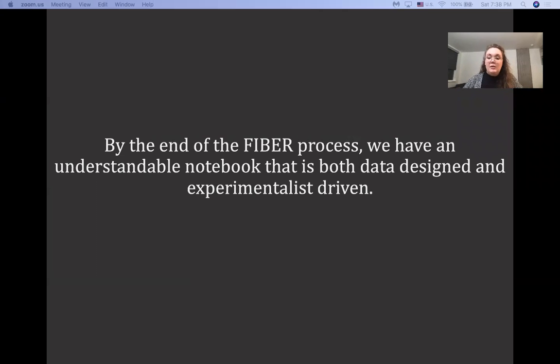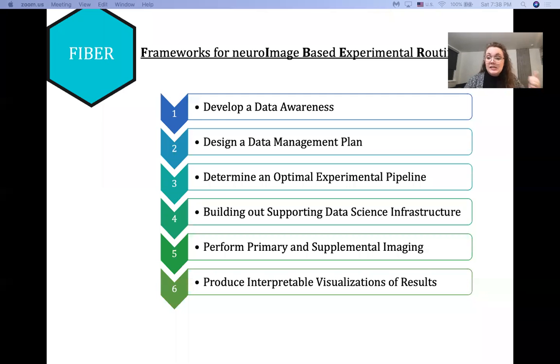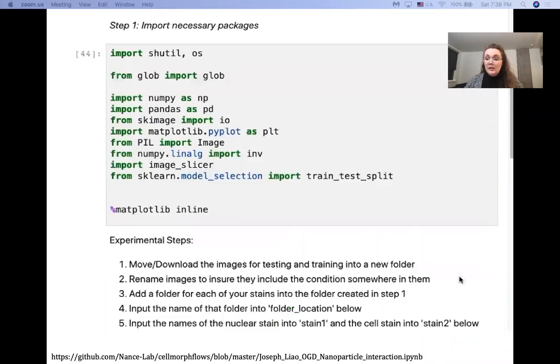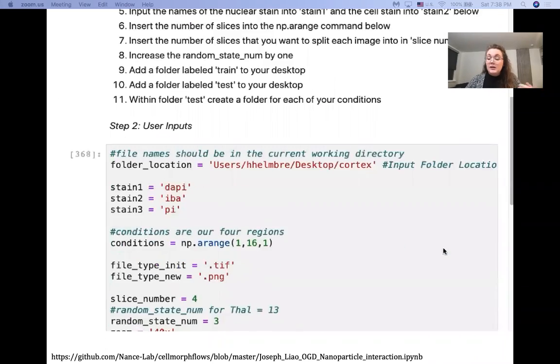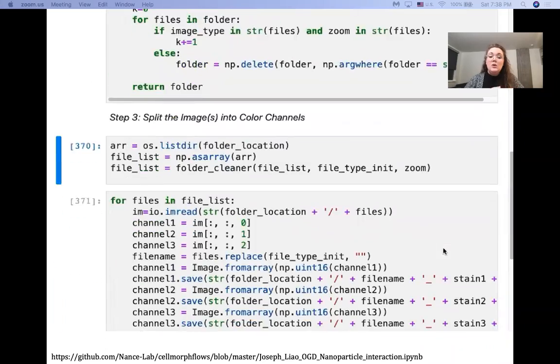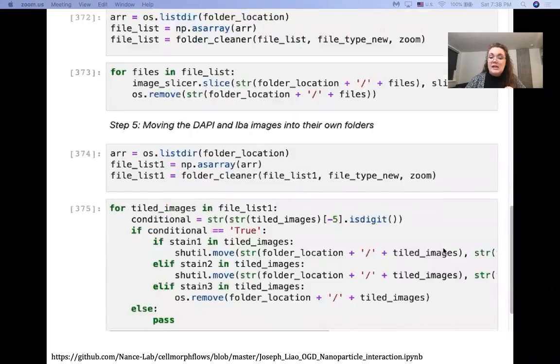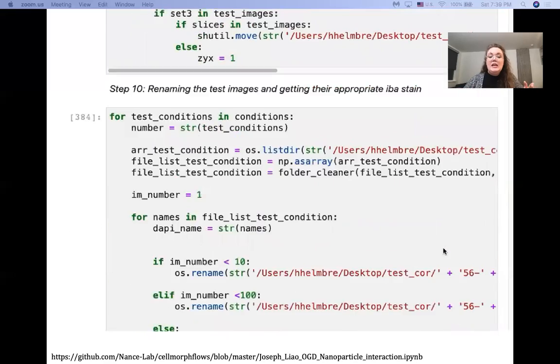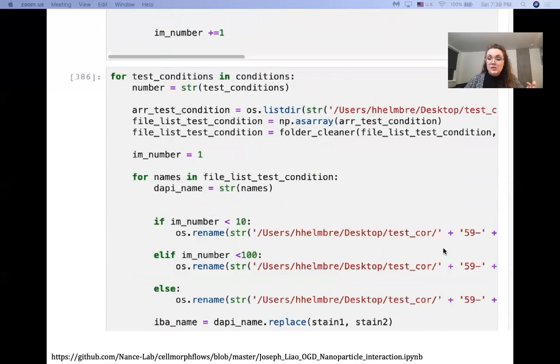And by the end of the fiber process, we have an understandable notebook that is data designed and experimentalist driven, so that experimentalists understand where we're coming from. When we reach step 6, producing interpretable visualizations of results, we actually take the same notebook and we just go ahead and fill it in with data science. We can build out packages in order to support it. We can build in places for our experimentalists to have input. We can take what they've already seen and helped us design in order to create an experimental pipeline that makes sense.